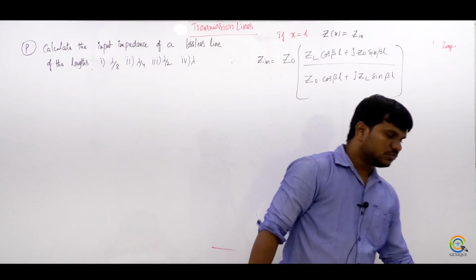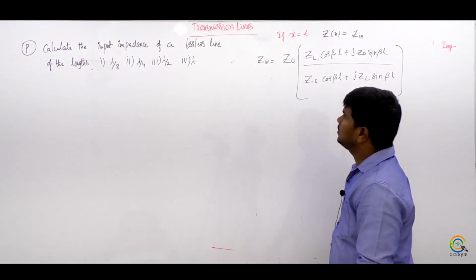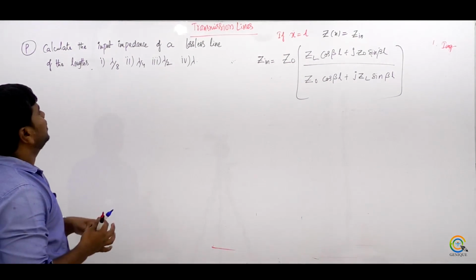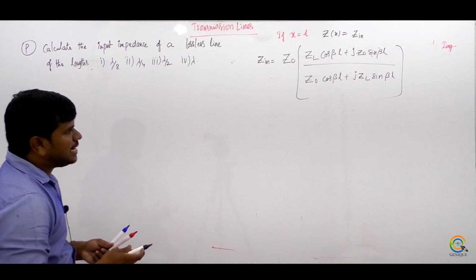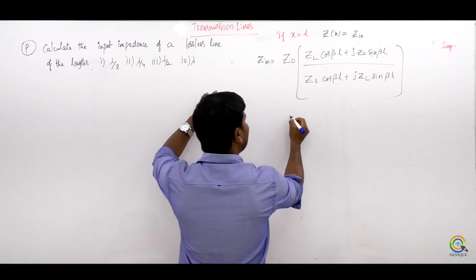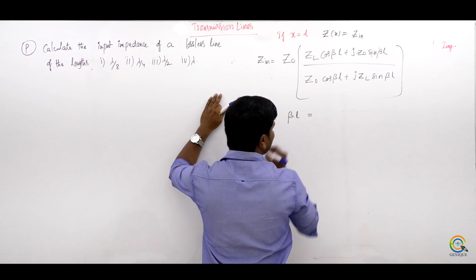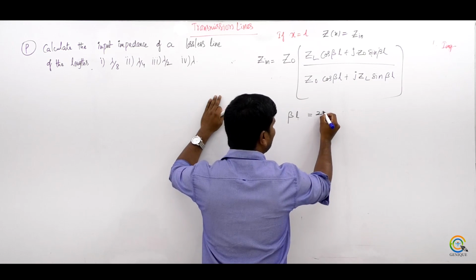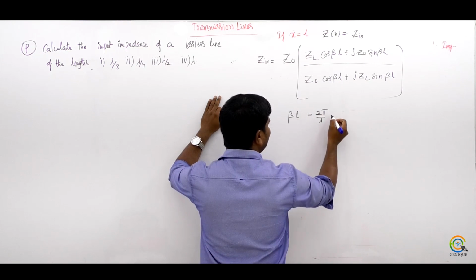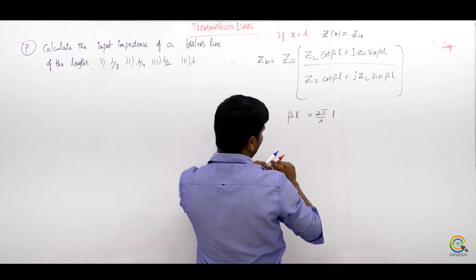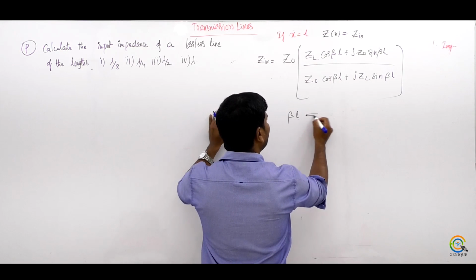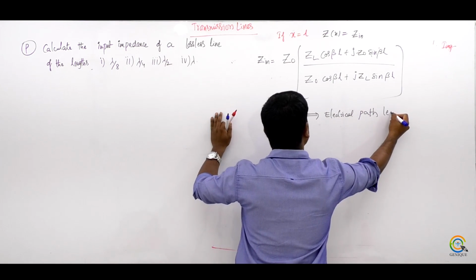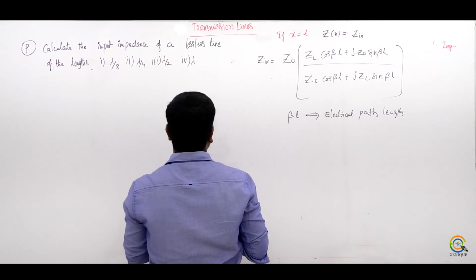Now, observe this. Suppose for the given question, what is the length? Here we have taken beta L. L is the physical length. Beta L is 2 pi by lambda into L. This is called the electrical path length. Electrical path length.